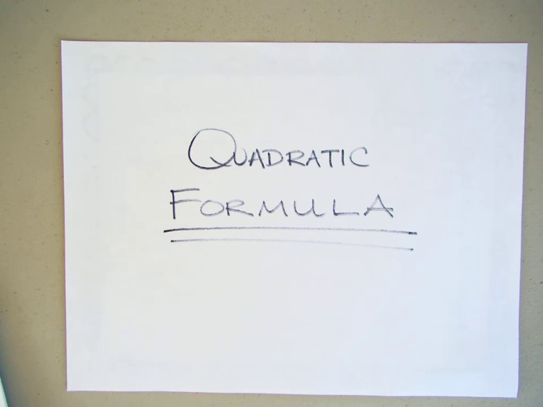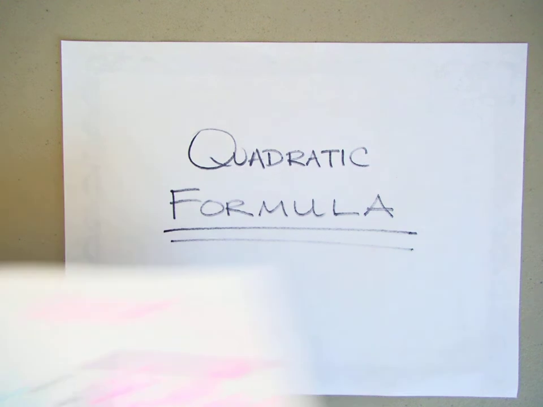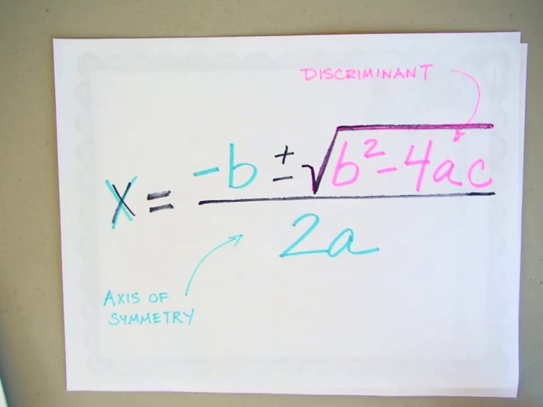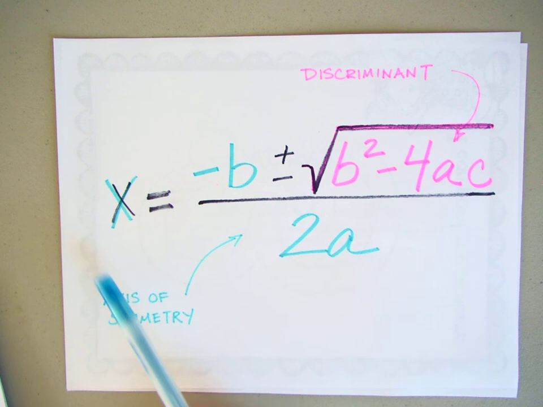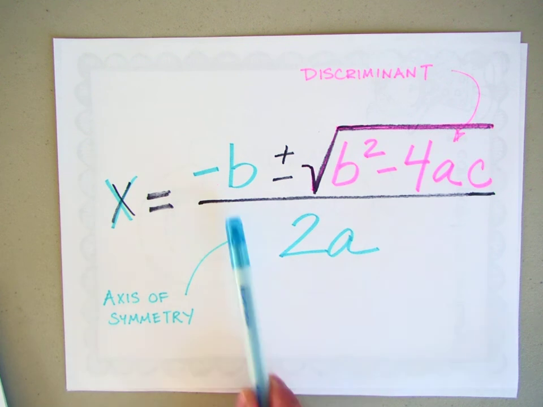Hi there. We're going to talk about the quadratic formula today. The quadratic formula is used to solve a quadratic equation. Your quadratic formula looks like this. Remember, we are solving an equation, so it's going to have the x equals component, not just this by itself, right? x equals negative b plus or minus the square root of b squared minus 4ac, all over 2a.